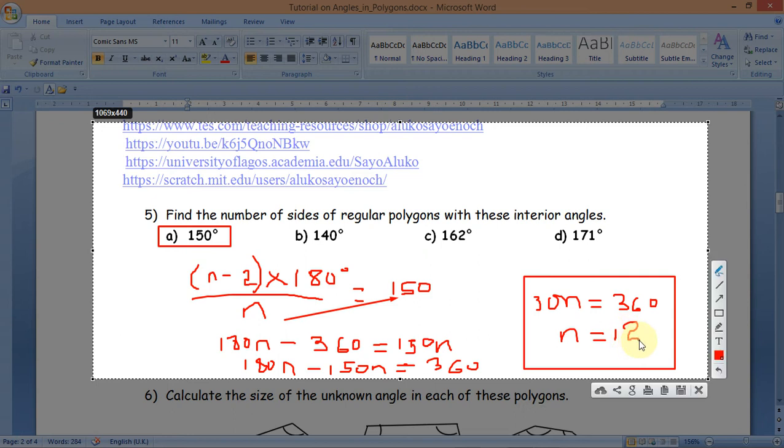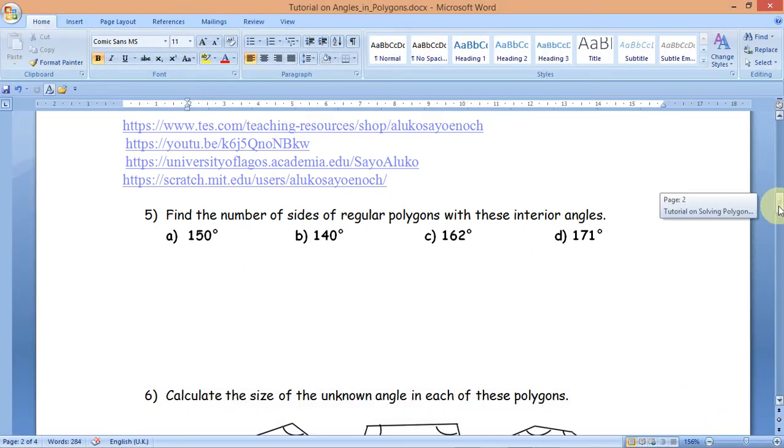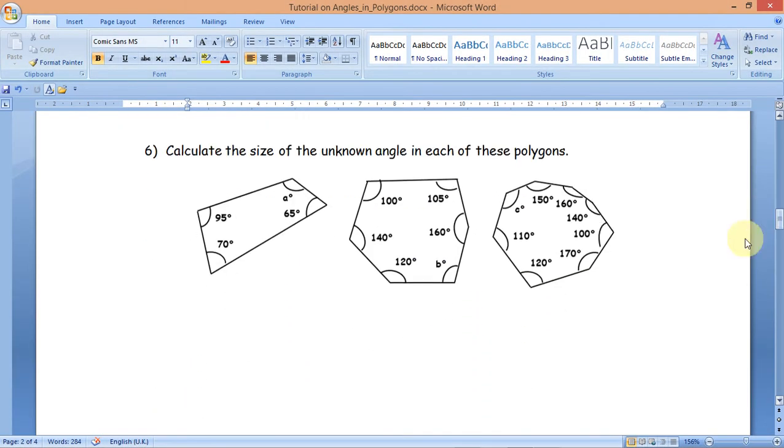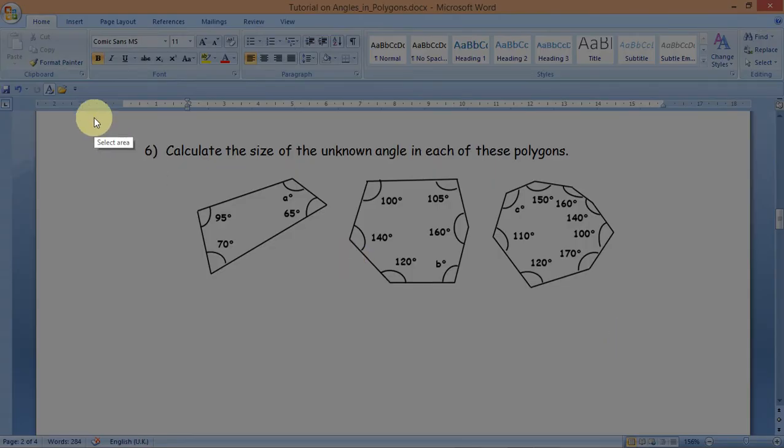Guys, hope that is clear. Just use your calculator to complete it. Just do 360 divided by 30. So that's 12. So next question. Question 6. Okay, guys, I will just solve one of these and then let's take a look at this.